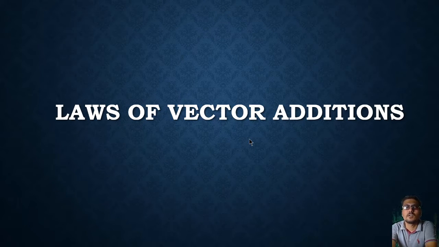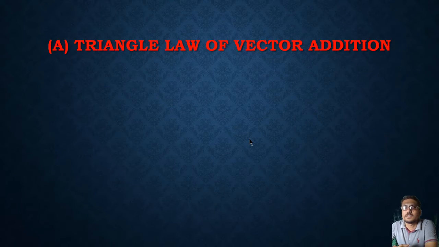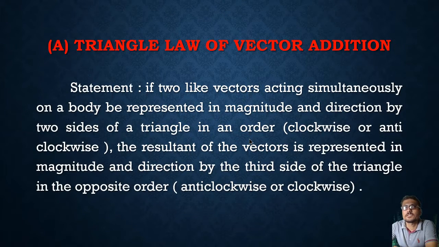We have three laws of vector addition. Number 1, triangle law of vector addition. First of all, the statement: if two like vectors acting simultaneously on a body are represented in magnitude and direction by two sides of a triangle in an order, that is, clockwise or anti-clockwise, the resultant of the vectors is represented in magnitude and direction by the third side of the triangle in opposite order, that is anti-clockwise or clockwise.